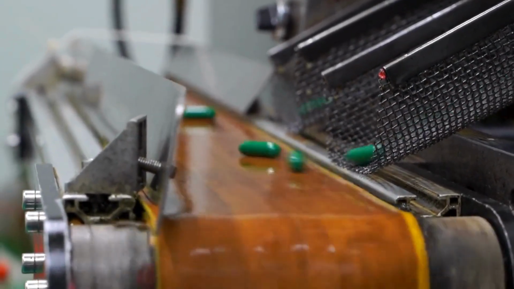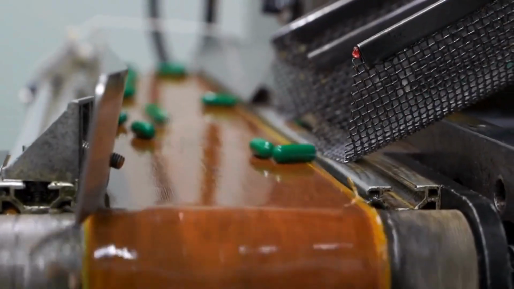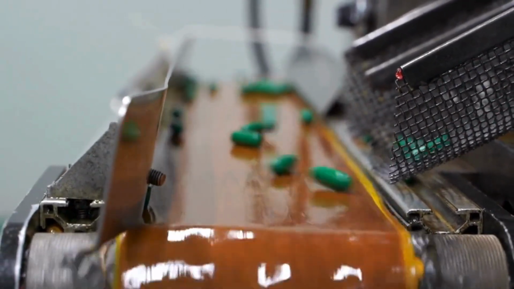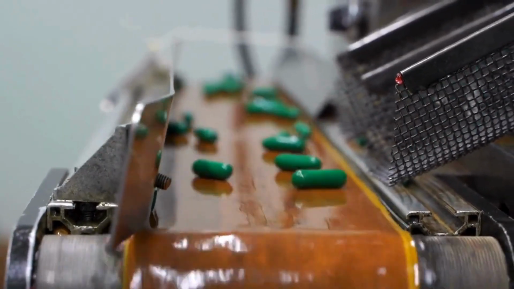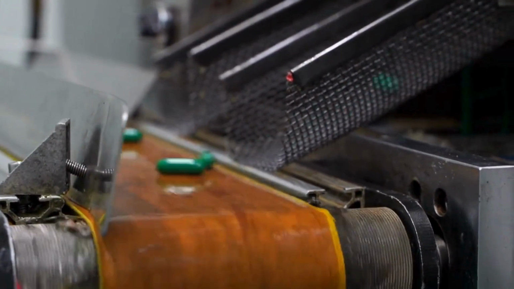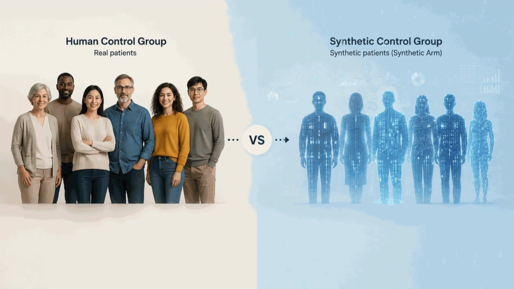So a synthetic control arm is not a magical replacement for traditional trials. It is more of a practical tool that helps in situations where the usual design is too expensive, too slow, or simply impossible. And perhaps the main question is no longer whether this approach will replace traditional trials. The real question is how carefully and honestly we will use it.